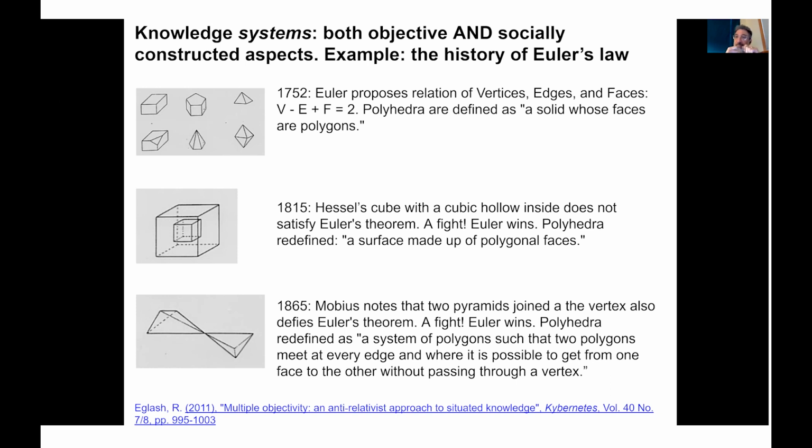You guys know the Mobius strip, right? Same guy, 1865, Mobius comes along. He says, what if I took two pyramids and I touched just one point to attach the two of them? Now it's only the surface covering a geometric solid, and Euler's theorem does not work. So a math fight breaks out, and some of them say we've got to preserve Euler's theorem, and some of them say no, let's throw it out. And the pro-Euler faction wins out, and they redefine polyhedron in such a way that it excludes this example.